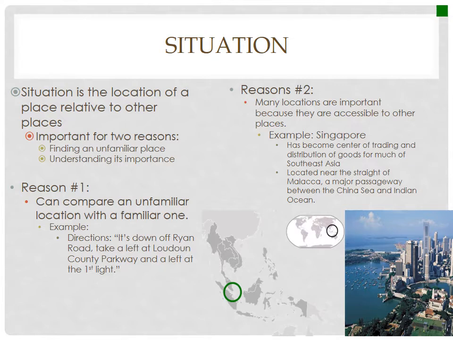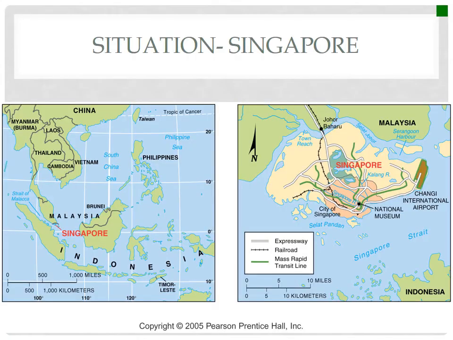Many locations are important because they're accessible to other places. Like Singapore is very key because it's a city-state, but because of where it is in Southeast Asia, it is a major shipping area. It's been that way for centuries. So it's very key economically to that area. So those are two different reasons we're situated.